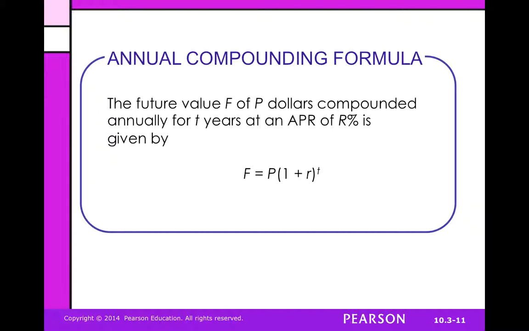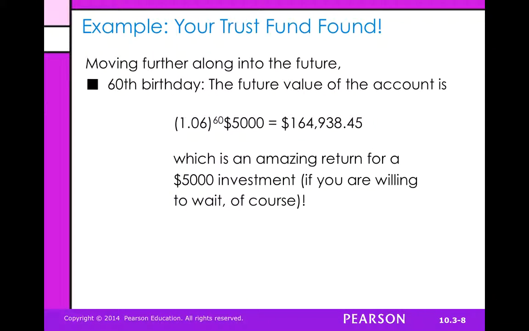The future value of P dollars compounded annually for T years at an APR of R% is given by this formula here. Just to be clear, when it says compounded annually, what they really mean is you calculate interest at the end of each year. So the time between each interest payment is 1 year. That's what it was in this example here, right? Every year we calculated interest, but no more often than that.